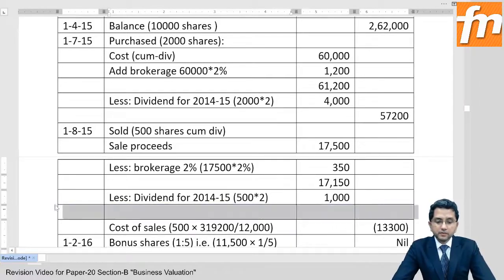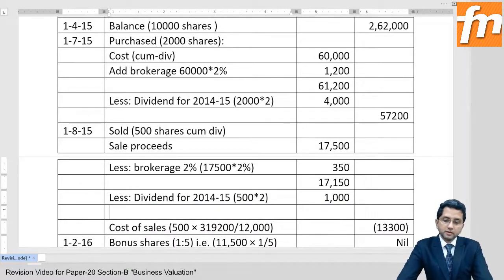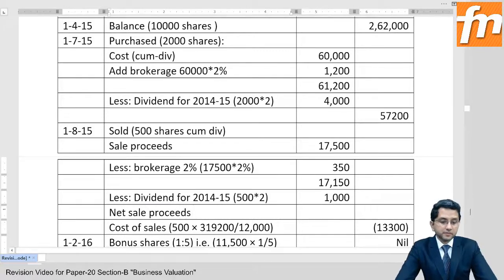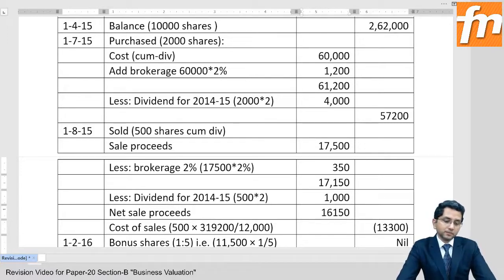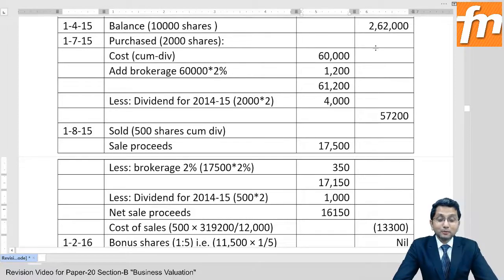Now see, your net sale proceeds is 16,150. But you don't deduct sale proceed here, right? You need to deduct cost of sale. Cost of sale, either you can take on FIFO or you can take on weighted average. Let's take it on weighted average.